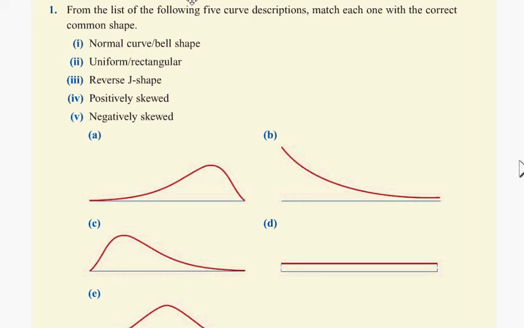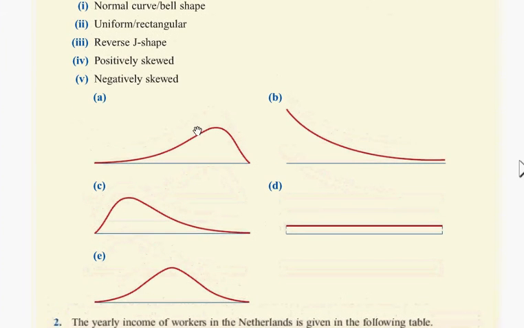B is a reverse J shape because you can see that it keeps going downwards and then it flattens out towards the ends. D is uniform and rectangular. Basically means it's the same all the way through. It doesn't vary. Okay. Then after that we have the normal distribution, which is letter E, the bell curve.